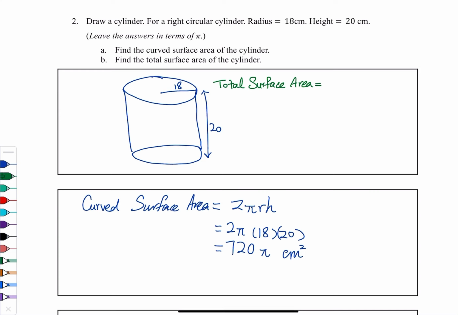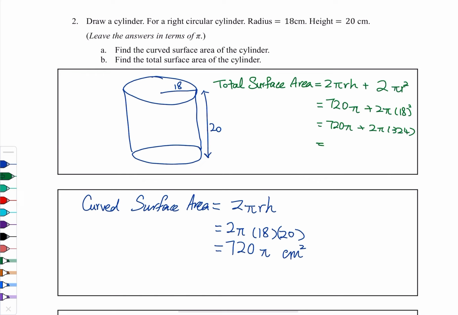So the curved one was 2 pi r h. And each circle is pi r square. And then we have two of them, so 2 pi r square. So write down everything. We already found the curved surface area from part A. So we write that 720 pi. And then this one, radius is 18, so square it. So 720 pi, 2 pi, and then 324 there.